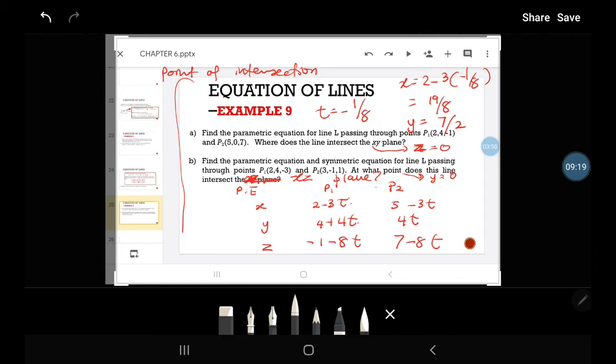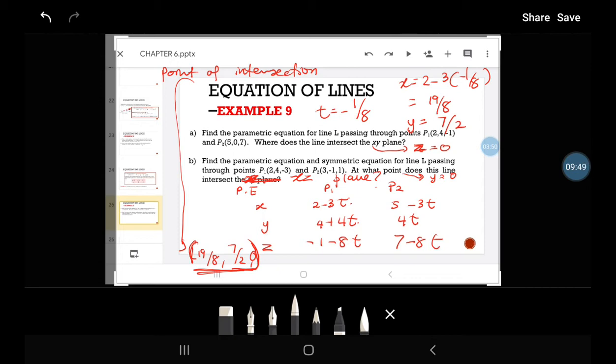Okay, so point of intersection, I'm going to write it here. Our x value is 19 over 8, y is 7 over 2, and z is 0. So that is our point of intersection. Okay, I hope now you know how to find the point of intersection, because this will come out in the exam.